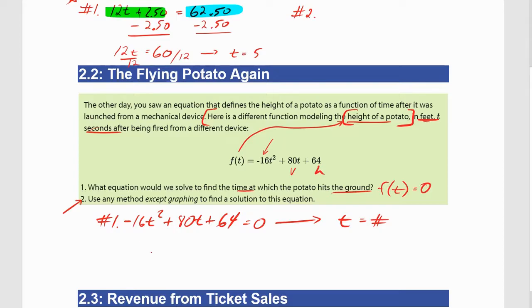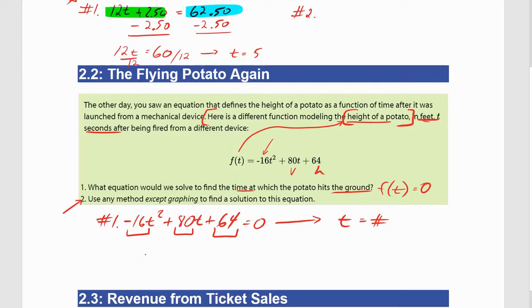Okay, so one of the things that we're going to be doing in the future is using factoring to solve. So that's a little later in the lesson, but I'll go ahead and kind of show what that means. So what do these coefficients or these numbers all have in common? Are they all divisible by 16 or negative 16? What is negative 16 divided by negative 16? 1. What's 80 divided by negative 16?